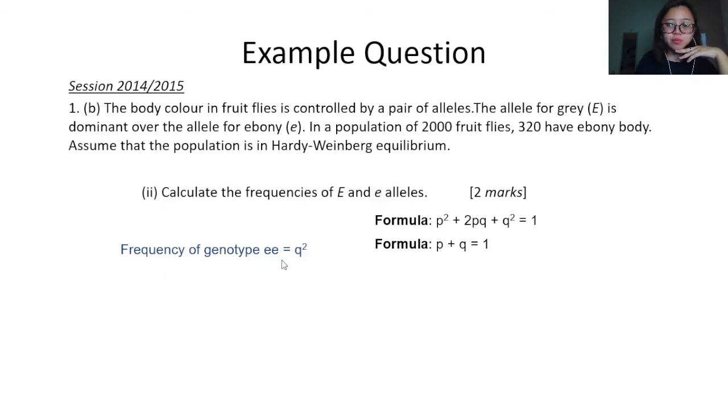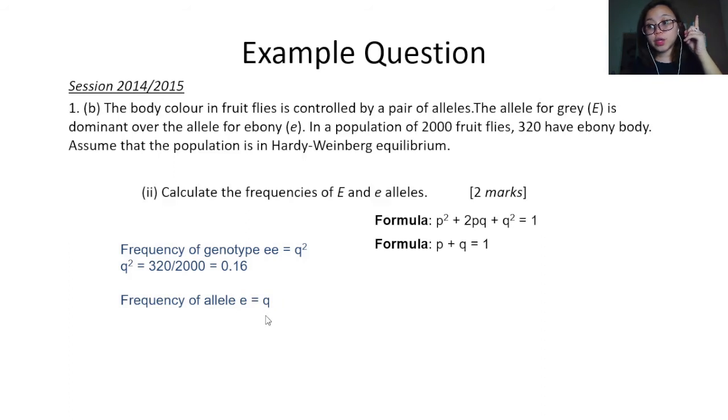Frequency of genotype small e or homozygous recessive is equal to Q square. Q square is the information that we have here, which is 320 divided by 2,000. And we will get 0.16. That is our Q square. Question asks for frequency of allele. So kita cari frequency of allele E is equal to Q. This is where the mathematics come in. Okay, when you look at this, look at it like you're looking at mathematics.